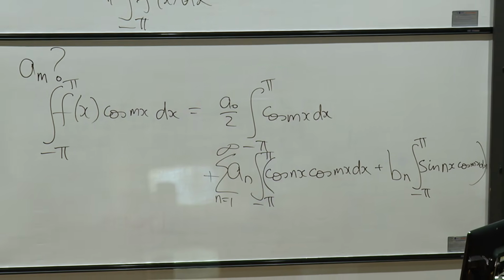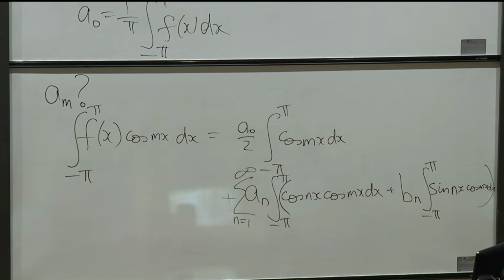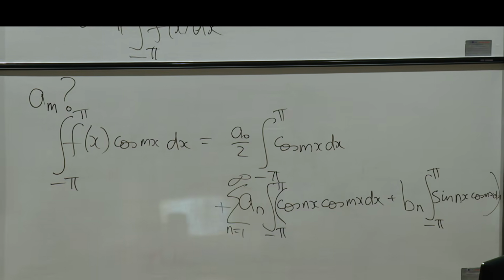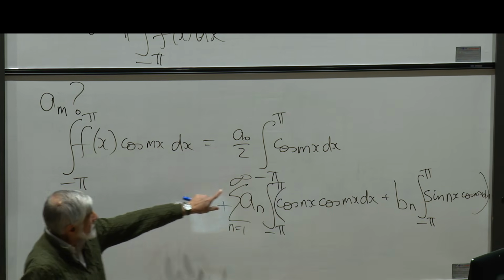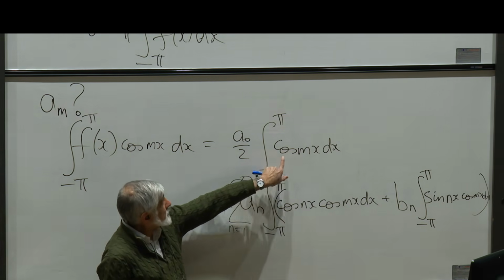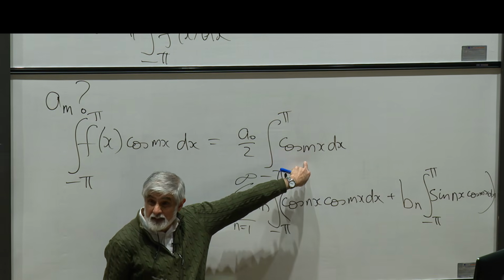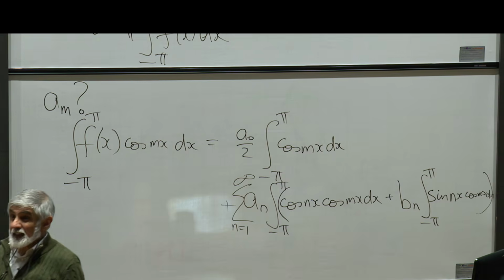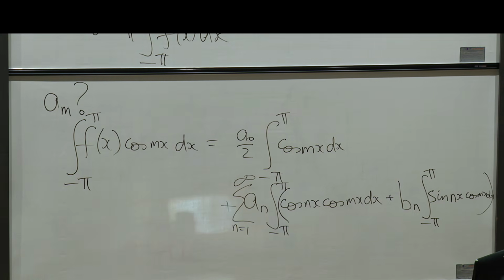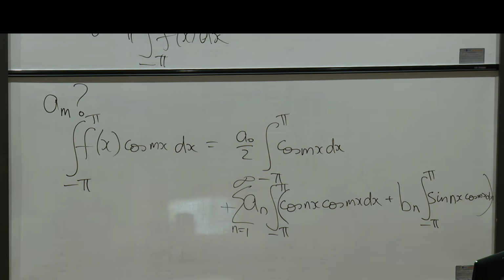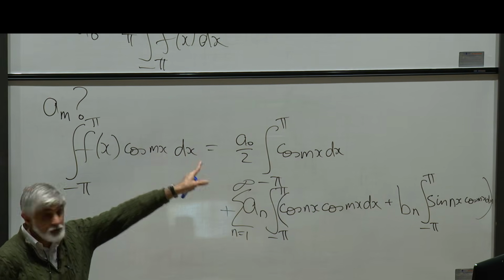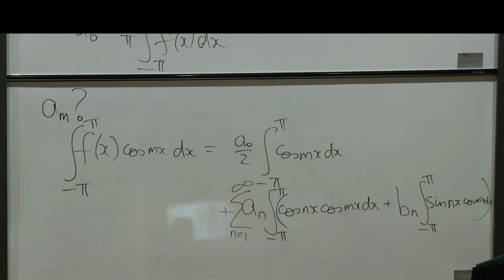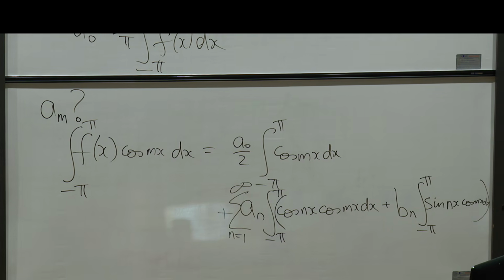So all we've done is multiply by cos mx and then integrated from minus pi to pi. Now, if you look at this, what's that integral, minus pi to pi of cos mx? That's 0. Cos mx is even, so it's the integral from 0 to pi of cos mx, and that's 0. So the a0 disappears.